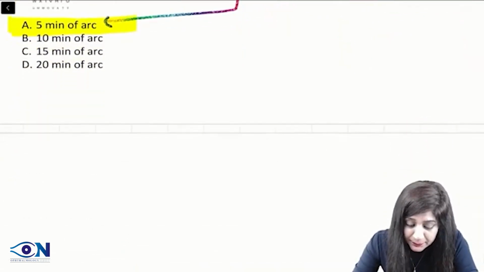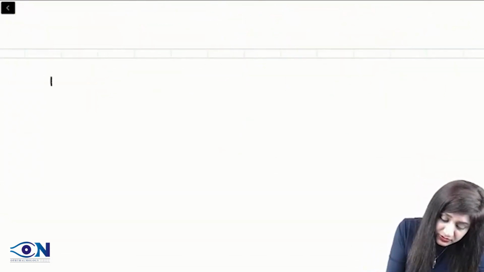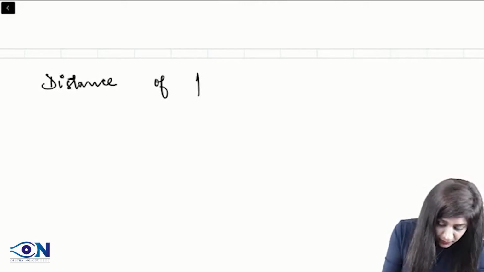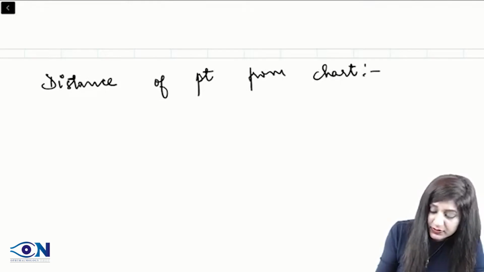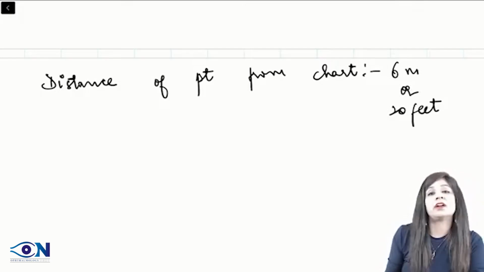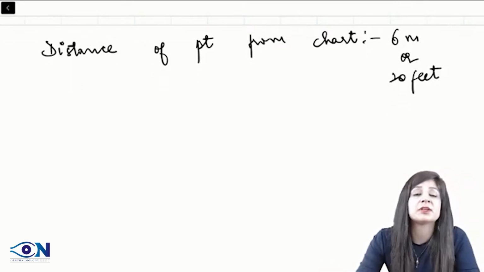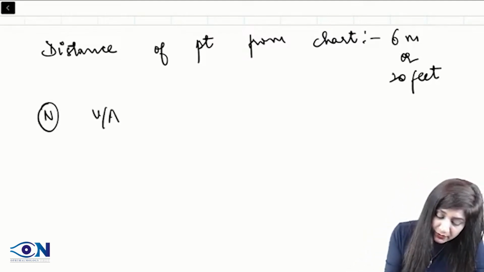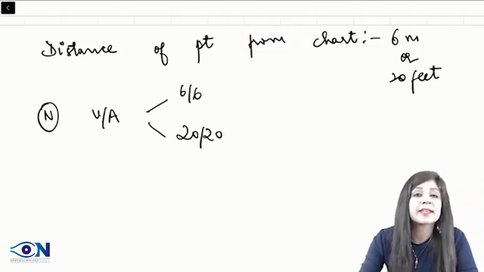So basically what happens when you see the Snellen's chart, the distance of the patient from the chart is 6 meters or it is 20 feet. So in India, we take it in meters, while in the US we take it in feet. So 6 meters is equal to 20 feet. And therefore, if I talk about the normal visual acuity, either it is 6 by 6 or it is 20 by 20, anything we can say.